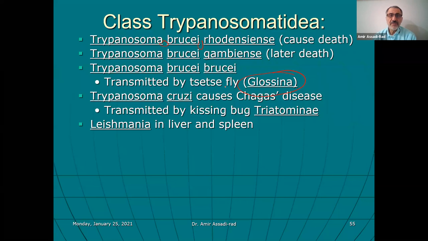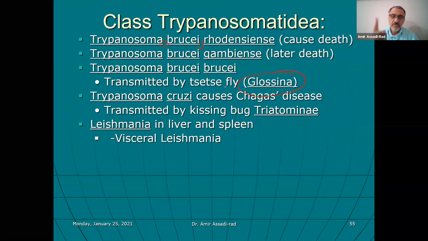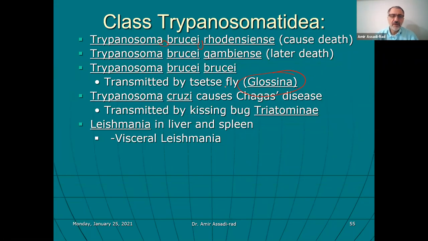The next organism in this class, Trypanosomatida, is Leishmania. In the liver and spleen, Leishmania donovani. I did not give you the name of the species, but you should know it. Leishmania donovani is in your textbook. It causes enlargement of the liver and spleen. We have 3 different types of Leishmania, and I only mention 2 of them for you.